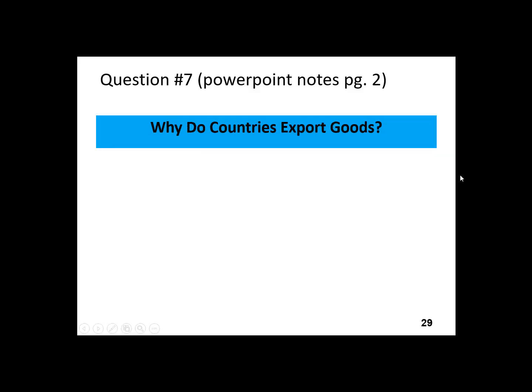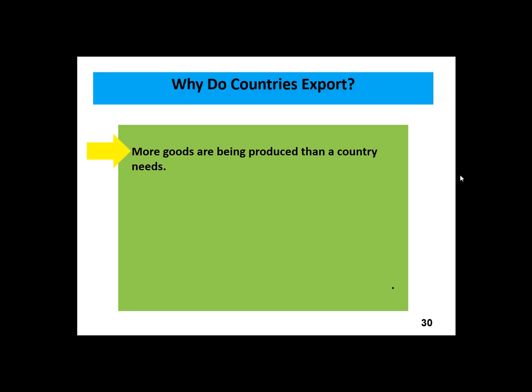All right, we're on to PowerPoint Notes page 2, and we're going to hustle through this page a little bit quicker than we did the first one. We're kind of getting into more of the activities portion of the lesson. So I'd like you to just copy down one of the answers for question number 7 as we go through this here. Why do countries export goods? So what's the reason countries send goods out? Well, more goods are being produced than the country needs, so they might have a surplus of those goods and they sell the rest for money.